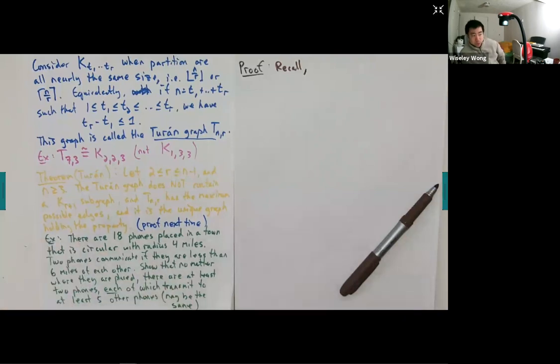So remember, Turán's theorem shows that if you have a graph on n vertices avoiding a clique of size r plus 1, then the maximum number of edges occurs exactly when you get the Turán graph, which is a complete r-partite graph where all the parts are equal. And this is the only graph that has the property.